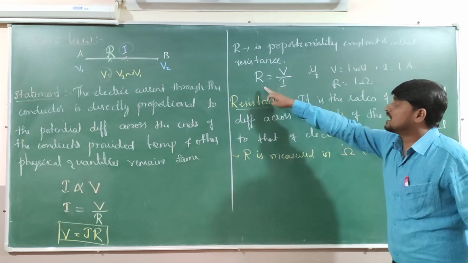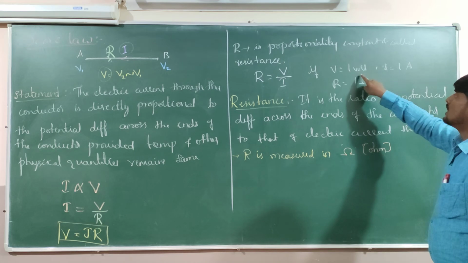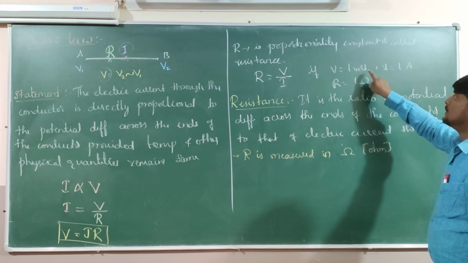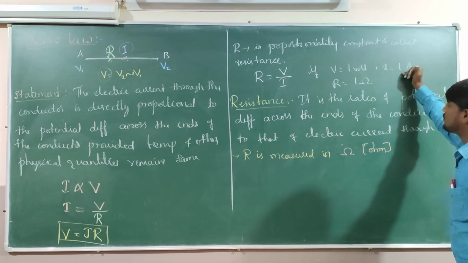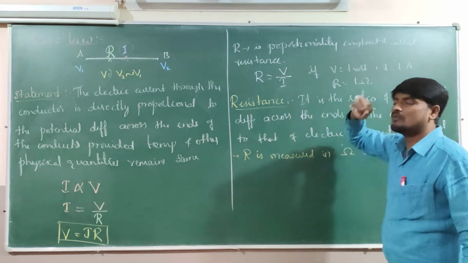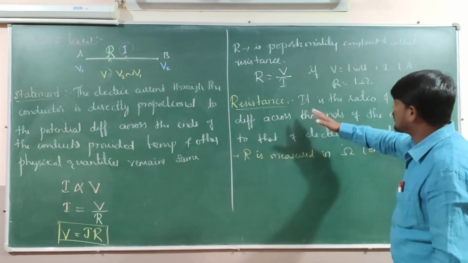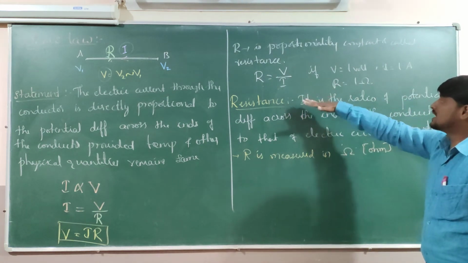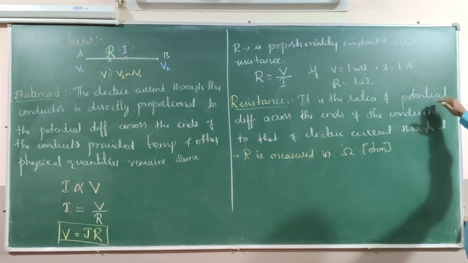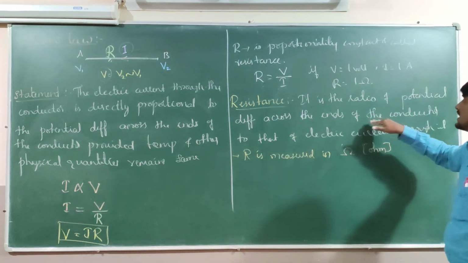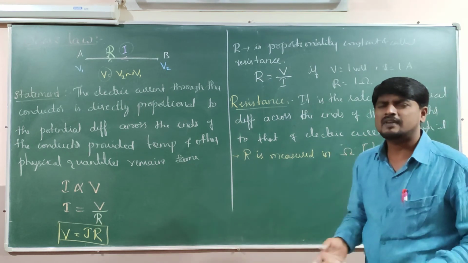The resistance of the conductor is said to be 1 ohm if 1 ampere of current is flowing through the conductor at the potential difference of 1 volt. You can say it in any way, or else you can say it in the ratio only. The resistance of the conductor is said to be 1 ohm when the ratio of the potential difference across the ends of the conductor is 1 volt, then the current through the conductor is 1 ampere. You can define it many ways.